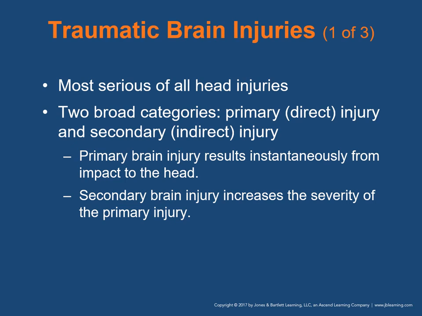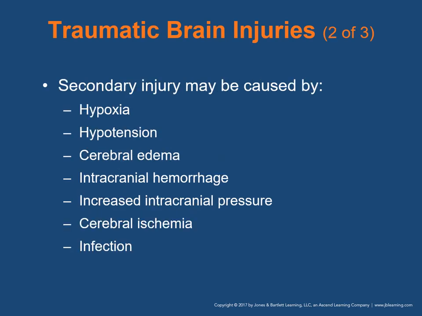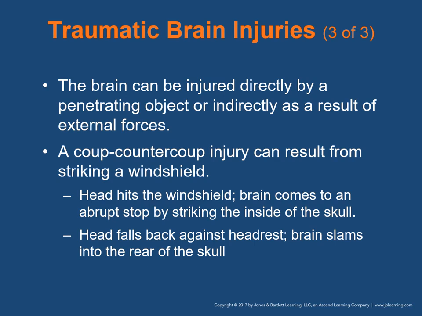The primary brain injury results instantaneously from impact to the head. Secondary brain injury increases the severity of the primary injury and may be caused by hypoxia, hypotension, cerebral edema, intracranial hemorrhage, increased intracranial pressure, cerebral ischemia, and infection. The brain can be injured directly by a penetrating object such as a bullet, knife, or other sharp object, or indirectly as a result of external forces exerted on the skull itself.